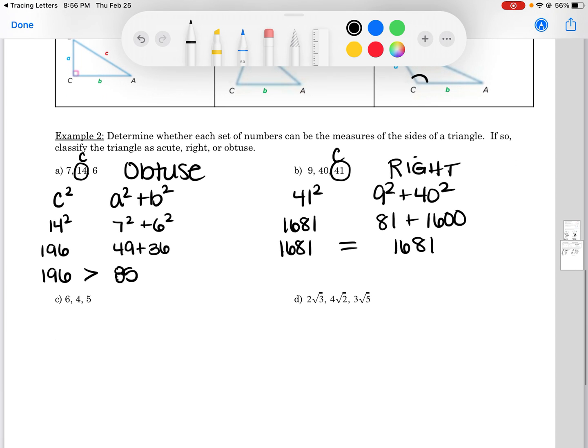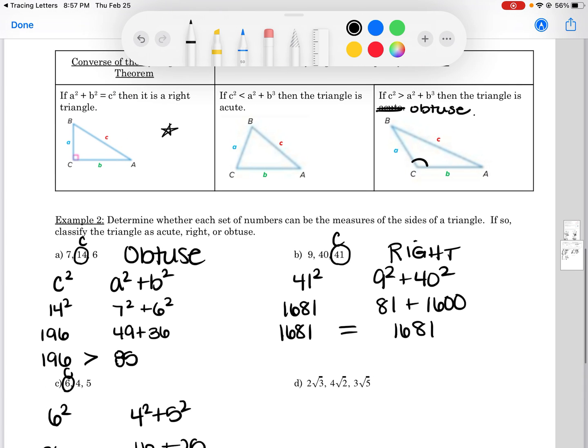Okay. For the next one, we have 6, 4, and 5. 6 is the largest number here, so that's going to be my C. So we have 6 squared, we have 4 squared plus 5 squared. That's 36. That's 16 plus 25. So we have 36 on the left. 16 and 25 is going to add to, let's see, 41. 41 is larger, so C squared is smaller. That's going to be this, where we have an acute triangle.